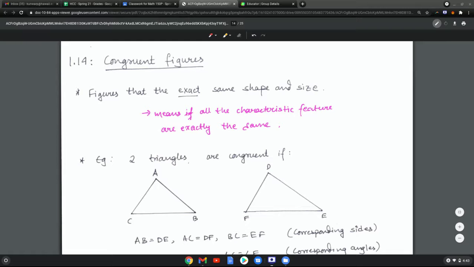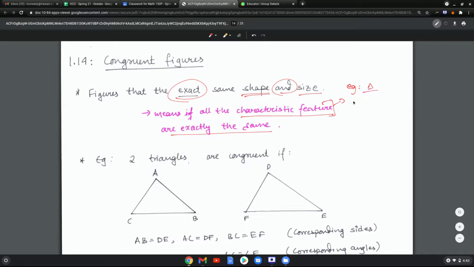The first one is a very simple definition. It says congruent figures are figures that are exactly the same shape and size. It means all the characteristic features are the same. Recall, for example, in a triangle, the characteristic features were three sides and three angles.